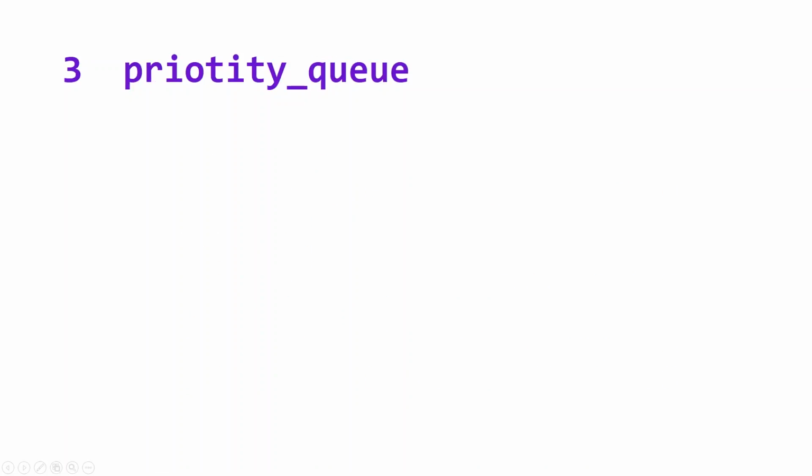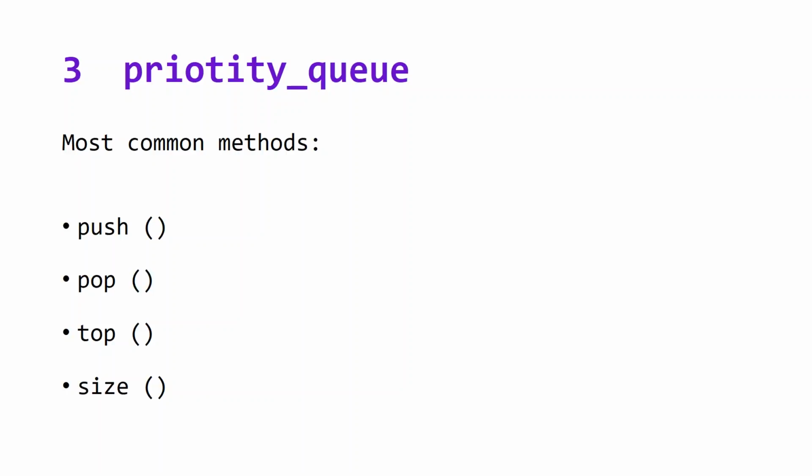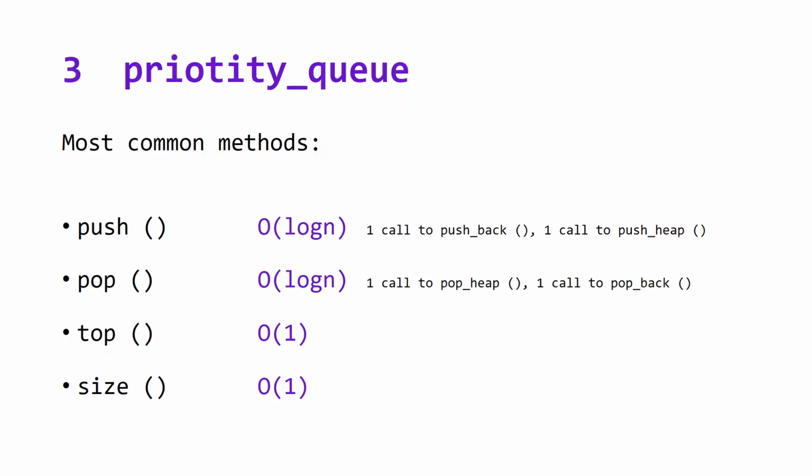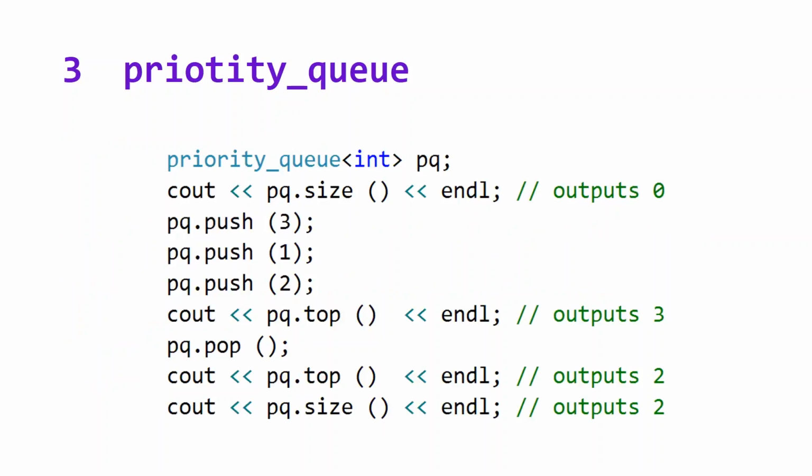Our third data structure is priority queue, which is essentially a heap. Its 4 most common methods are push, pop, top, and size. The complexity of these methods are log n for the first 2 and constant for the last 2. Note that when you make a call to push, you are essentially making 1 call to push_back and 1 call to push_heap, and for pop, you are essentially making 1 call to pop_heap and 1 call to pop_back.